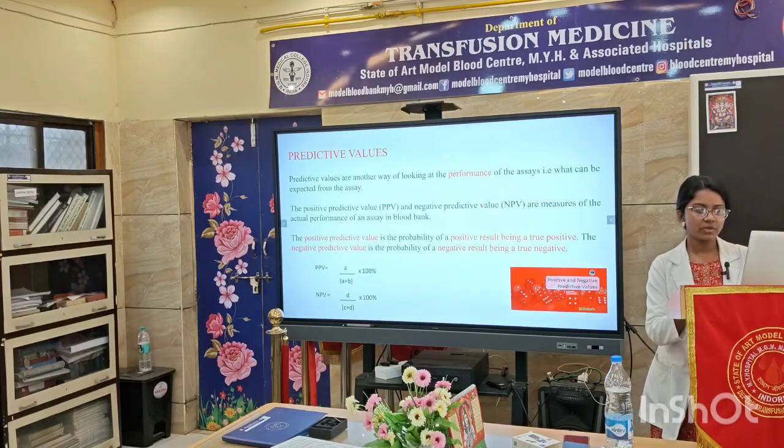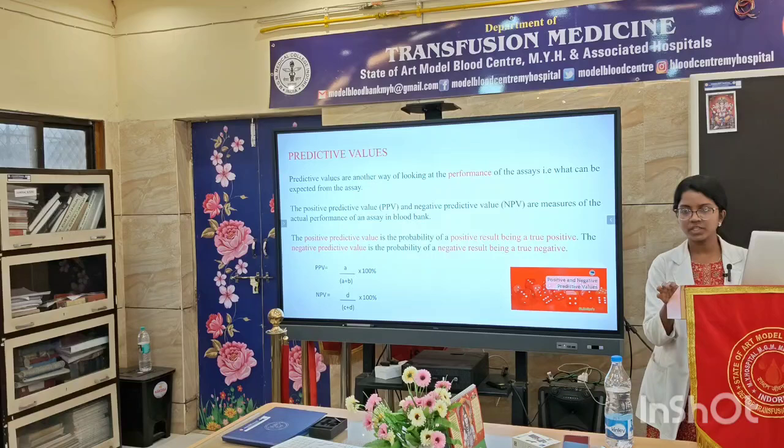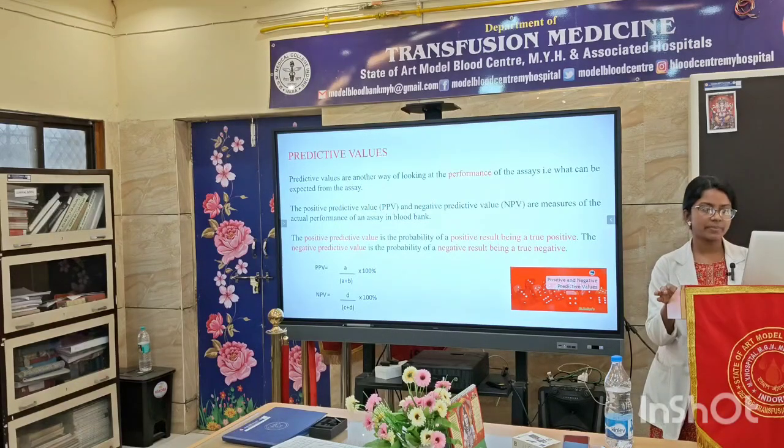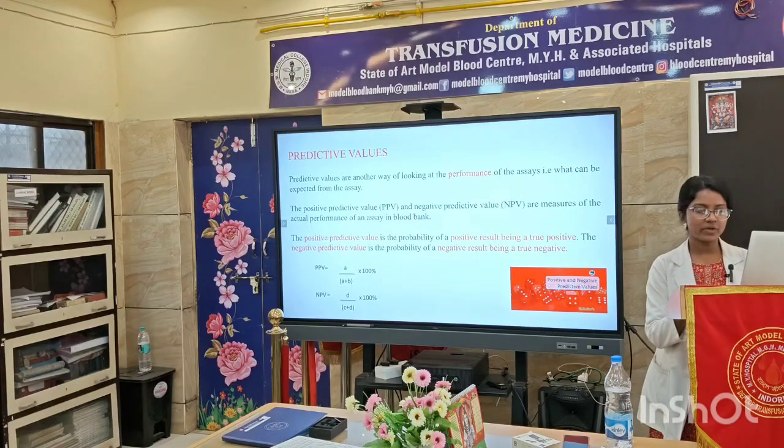Predictive values, we should know what predictive values are. It is another way of looking at the performance of an assay: what can be expected from the assay? The positive predictive value and negative predictive value are measures of the actual performance of the assay in the blood bank. Positive predictive value is the probability of a positive test result being truly positive. Negative predictive value is the probability of a negative result being a true negative.